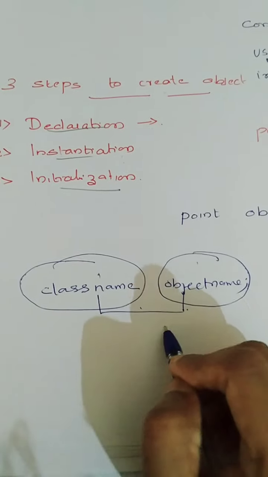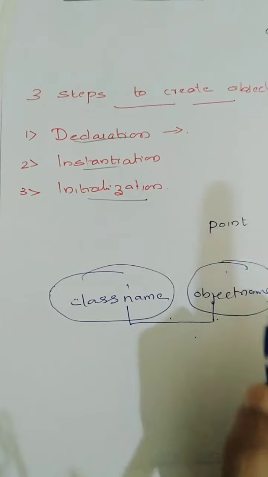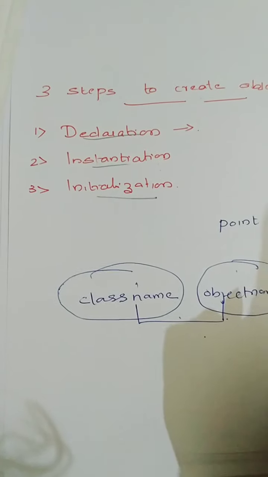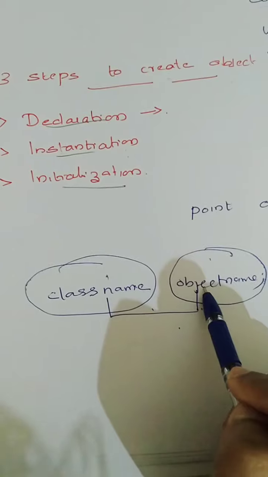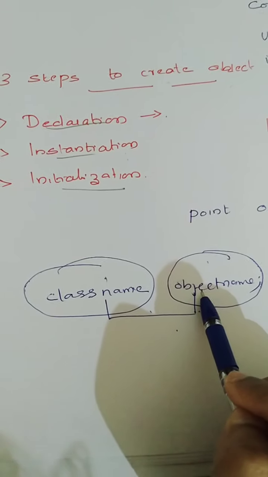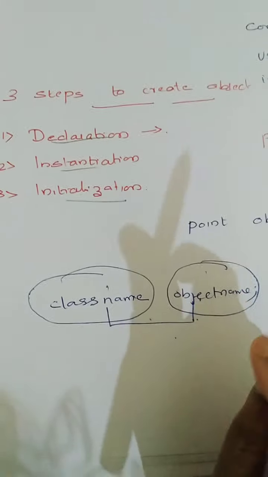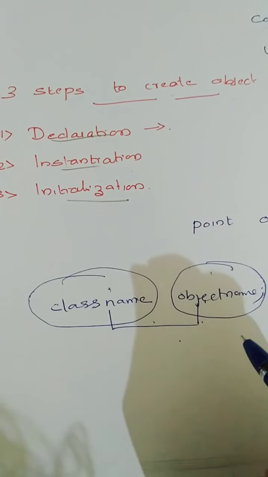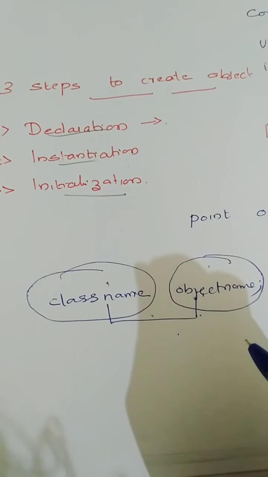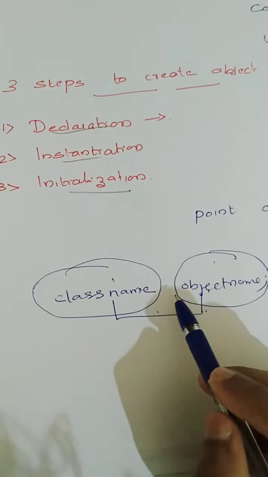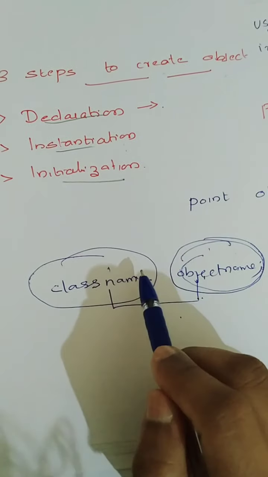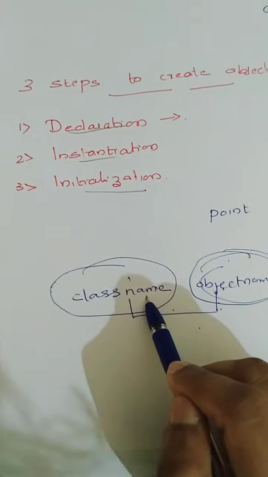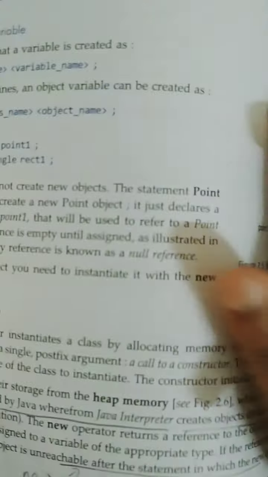It is not creation of an object. Declaration doesn't mean that it is a creation of an object. Very important point. When you declare an object, it doesn't mean that it has created an object. It just means that an object name, a variable, is declared as an object with the type.